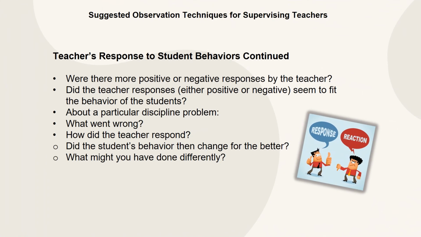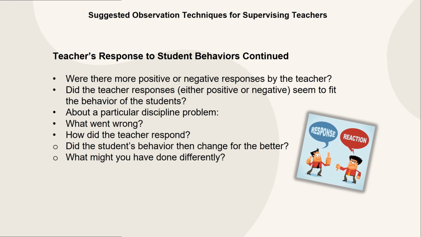Wrapping up student behaviors. Were there more positive or negative responses by the teacher? Did the teacher response, either positive or negative, seem to fit the behavior of the students? About a particular discipline problem, what went wrong? How did the teacher respond? Did the student's behavior then change for the better? What might you have done differently?